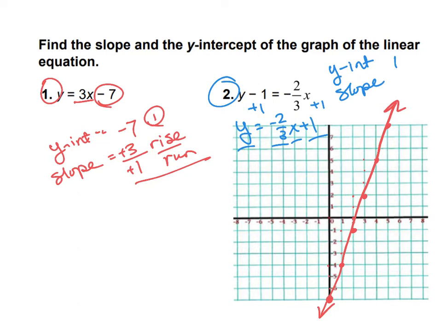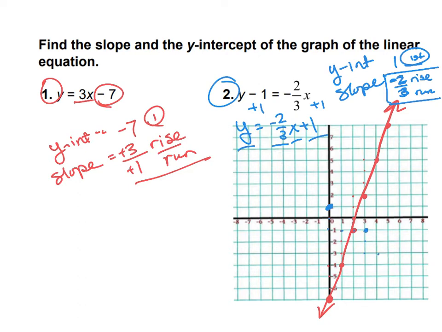Our slope is -2/3, and that's going to be our rise over run. So first, we're going to use our y-intercept, 1. So we put a dot at 1. There's our starting point. Now, our slope, rise over run, it's a -2, which means we're going to go down 2, still a +3, so we're going to go to the right 3. So down 2 to the right 3.